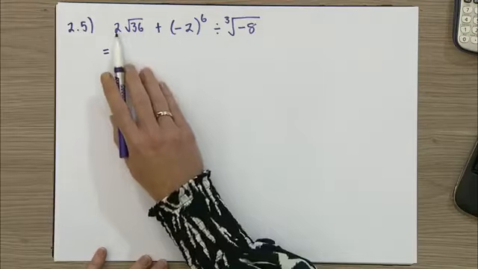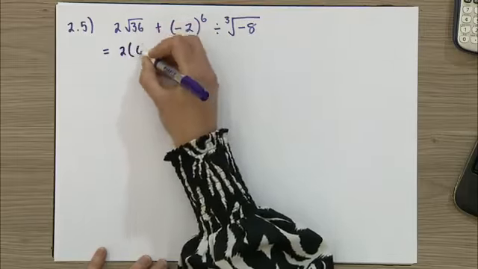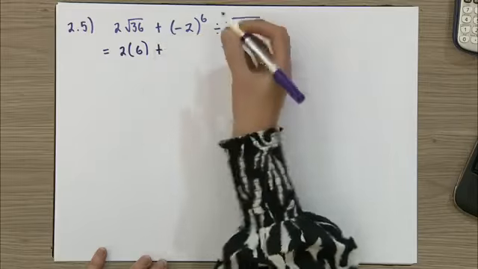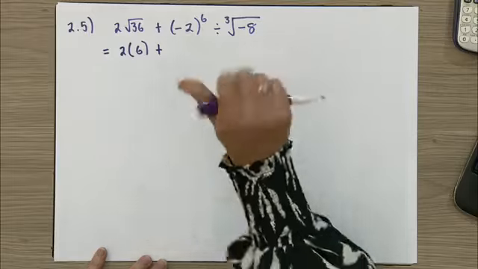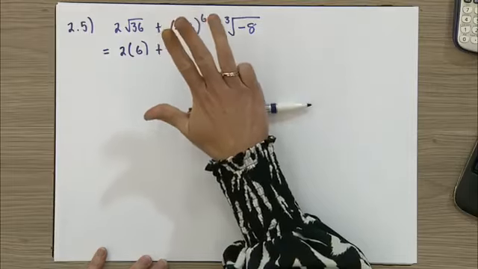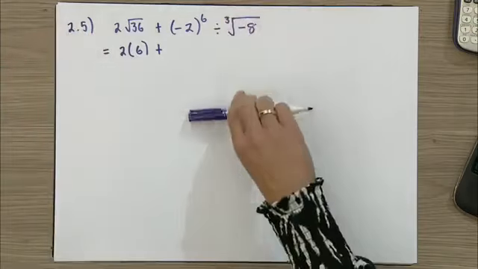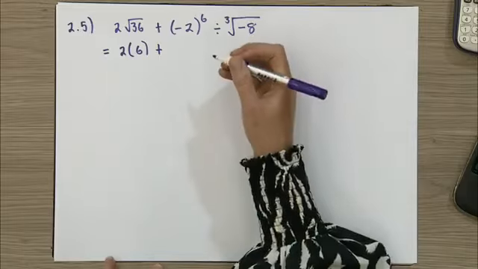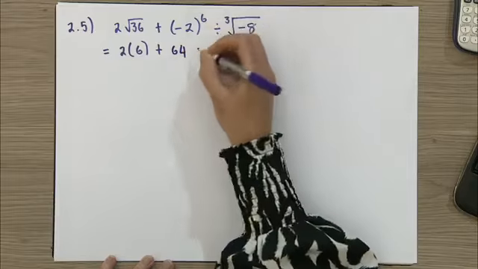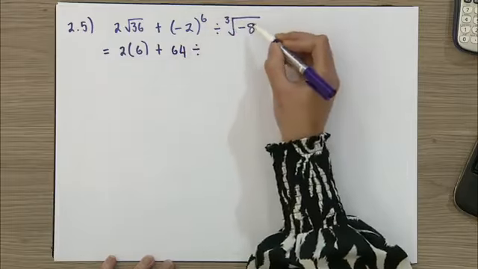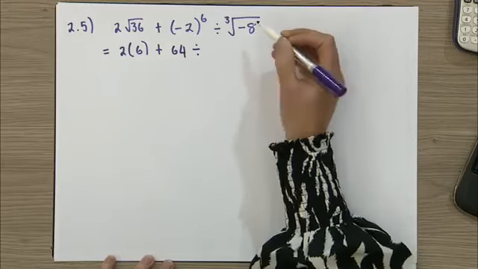So what does this mean? It means 2 times, so 2 in brackets times, the square root of 36 is 6. Then plus negative 2 to the power of 6. So what does that mean? It means negative 2 times negative 2 times negative 2 times negative 2 times negative 2 times negative 2. What do 6 negatives makes? It makes a positive. And 2 to the power of 6 is 64. So that's plus 64 and then divided by the cube root of negative 8. So what number multiplied by itself 3 times would give me negative 8?